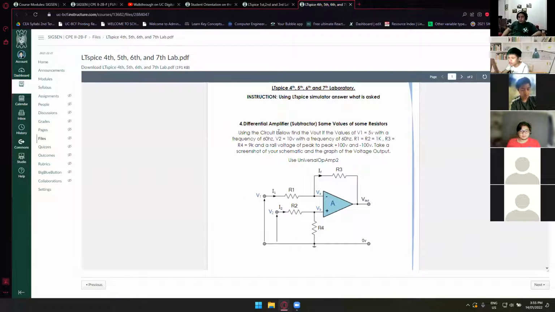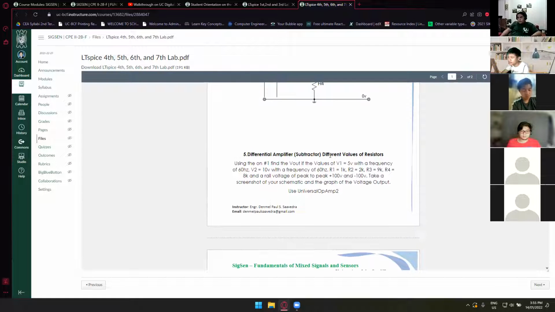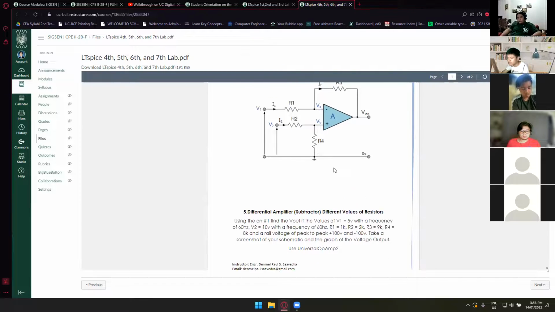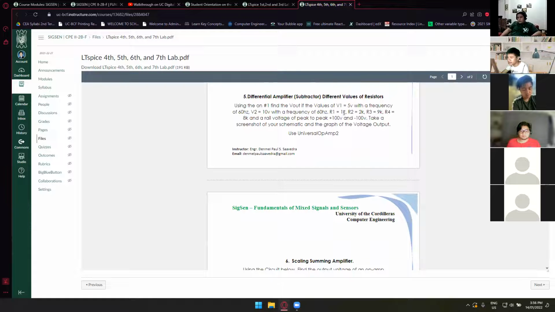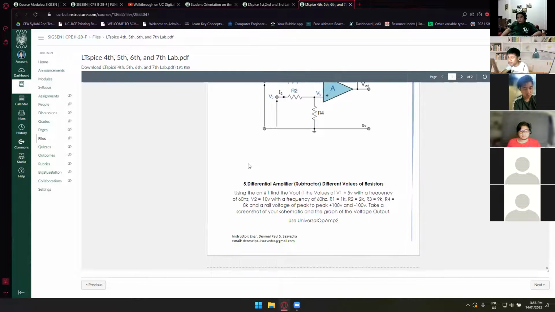In here, you're going to create a differential amplifier, which is the subtractor. Okay, and also a differential amplifier, but with different values of resistors. So this one having the same R1 is equal to R2 and R3 is equal to R4. So some values are the same. But in here, all of them are different. So 1K, 2K, 9K, and then 8K. So that's the only difference between number 4 and number 5.